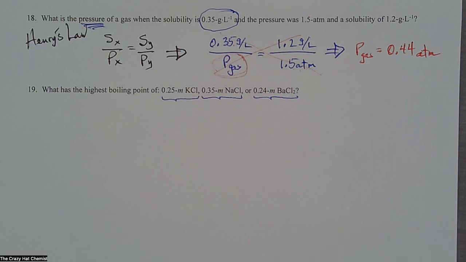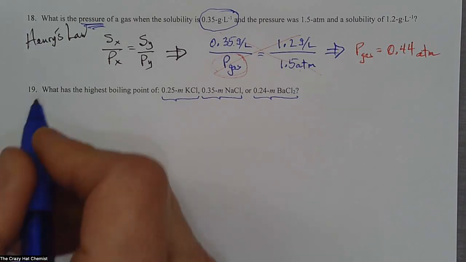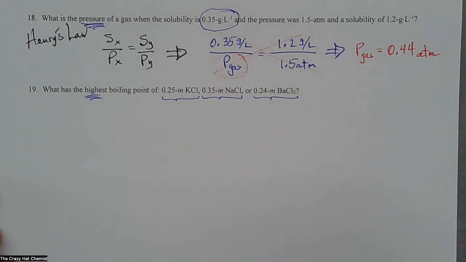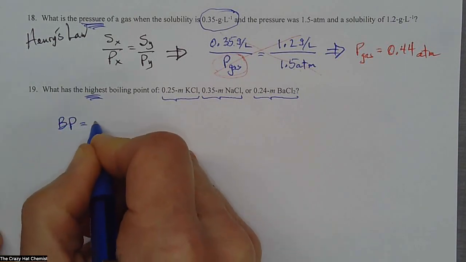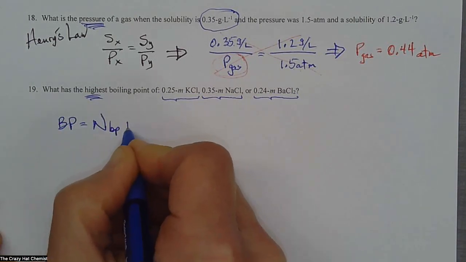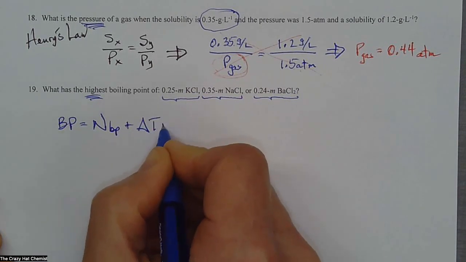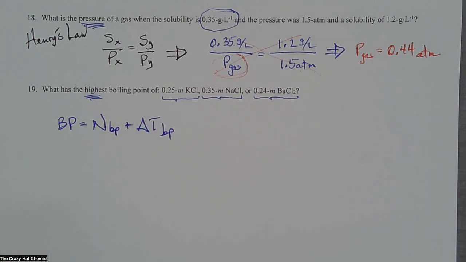All right, so in order to do this problem here, we need to figure out what is the deal here. So we're looking for the highest boiling point. So we're going to go for this equation here. The boiling point is equal to the normal boiling point plus the change in temperature of the boiling point. Okay, so what we're going to do is a comparison of all three of these.